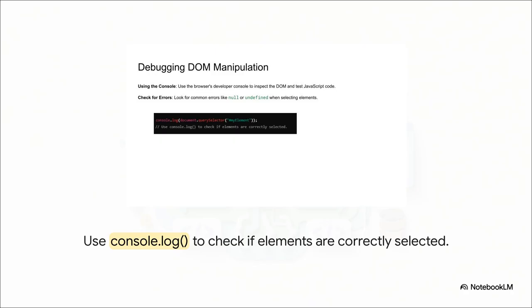You'll lean heavily on your browser's developer console and methods like document.querySelector to make sure you're actually targeting the correct part of the HTML. If you try to grab an element and get a null or undefined error back, well, it just means your code is desperately searching for a building block that isn't actually there.